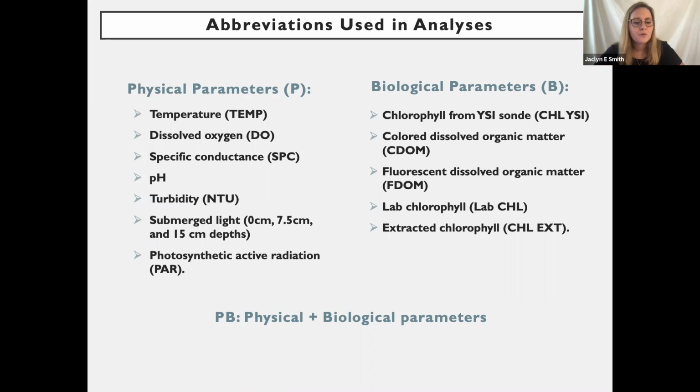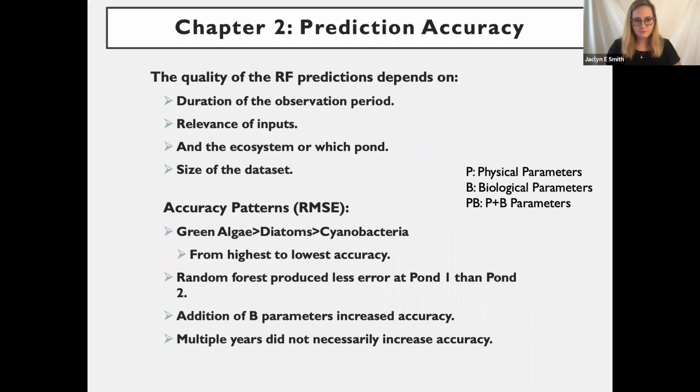And then we also used PB, which is physical and biological parameters as an input. And that is basically the physical that I was just talking about, and then we also added in the biological parameters, which is basically our chlorophyll measurements, in addition to colored dissolved organic matter and fluorescent dissolved organic matter.